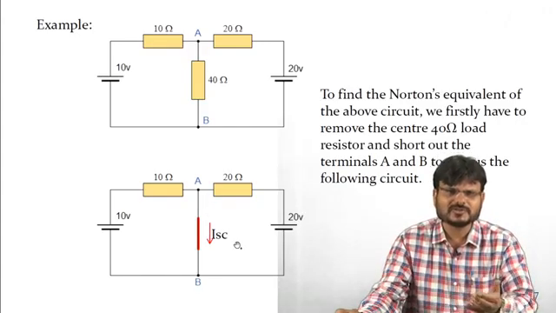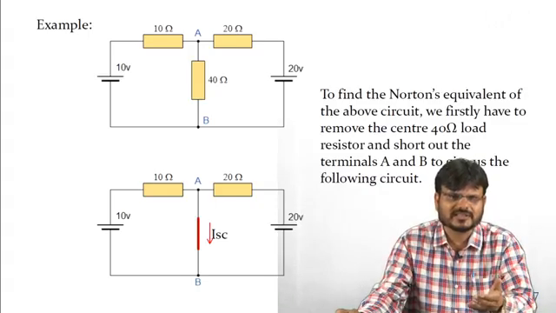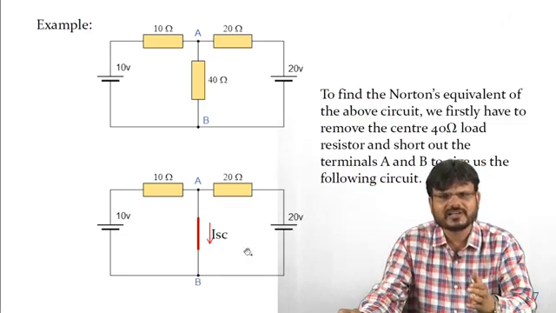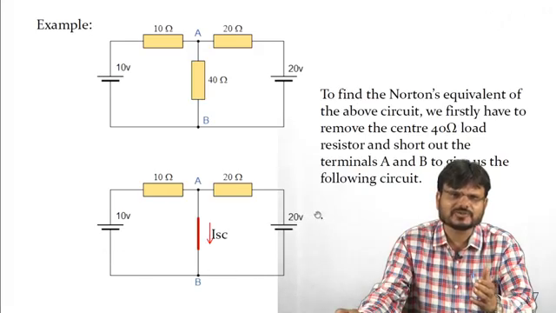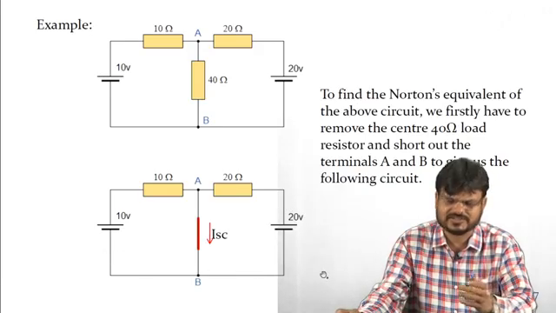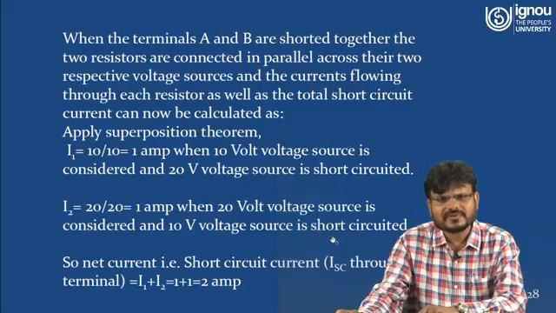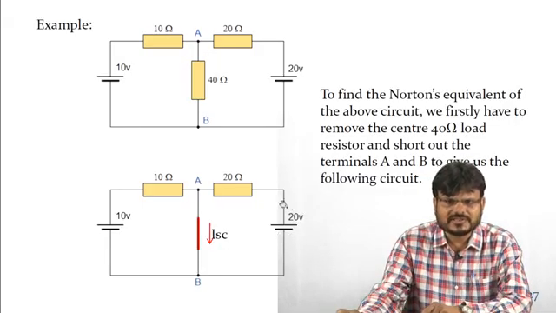The superposition theorem is very simple in comparison to the two methods, mesh analysis and nodal analysis. In the superposition theorem, you have to consider one source at a time, and the remaining sources are replaced by their internal resistance. So first of all, you consider one source, the 10 volt source, and you replace the 20 volt source by its internal resistance. So how will this circuit be converted? It will be short circuited.